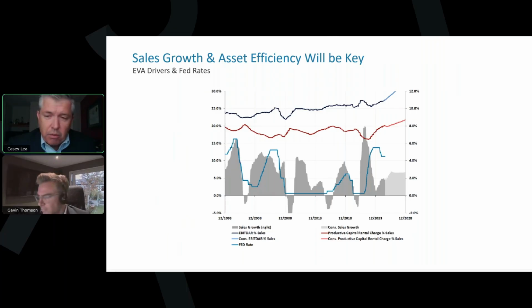If the Fed continues to cut rates, we would expect the productive capital charge to fall, and this declining capital charge could lead to overall better profitability, even if EBITDA margin or sales growth declines somewhat.